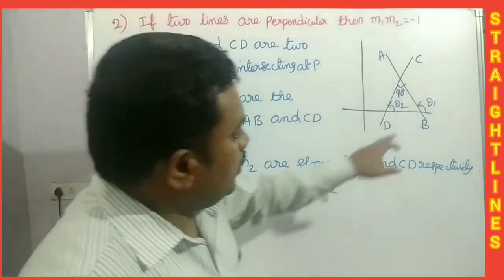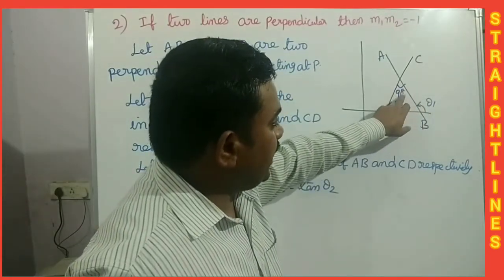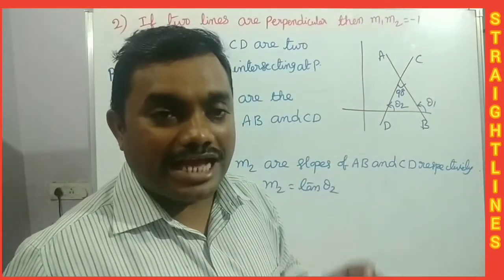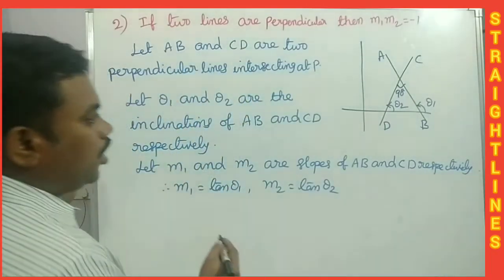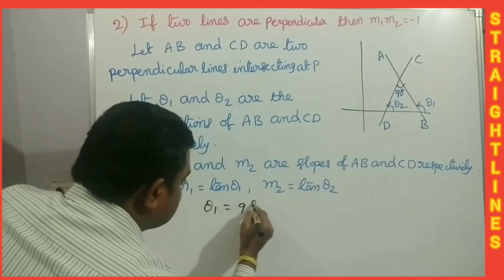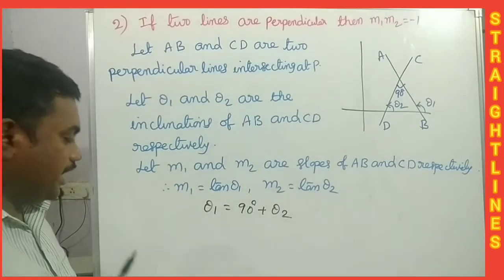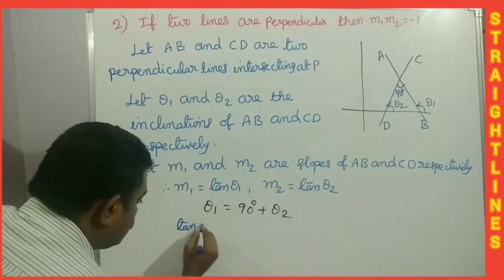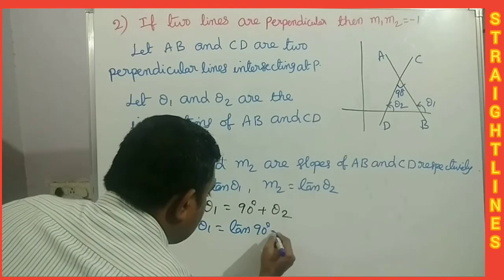Here in the triangle, theta 1 is the exterior angle, and 90 degrees and theta 2 are interior angles. We have one property: the exterior angle is equal to the sum of the interior angles. So here we can write theta 1 equal to 90 degrees plus theta 2. Now take tan on both sides. Tan theta 1 equal to tan of 90 degrees plus theta 2.